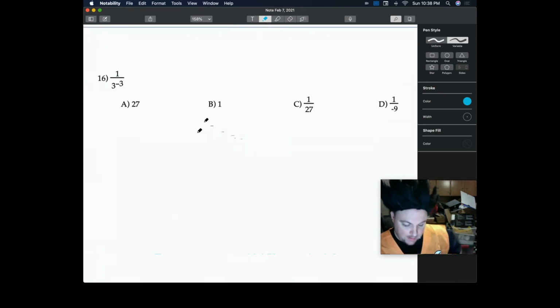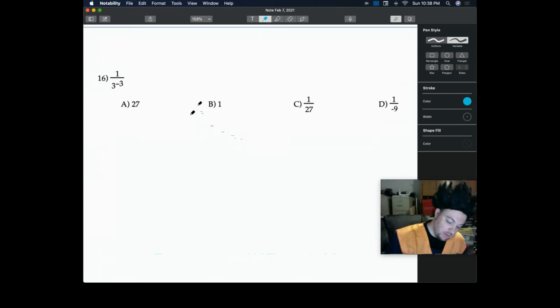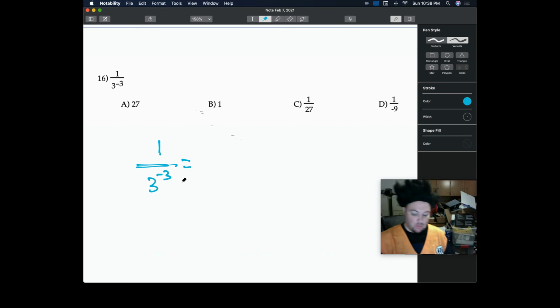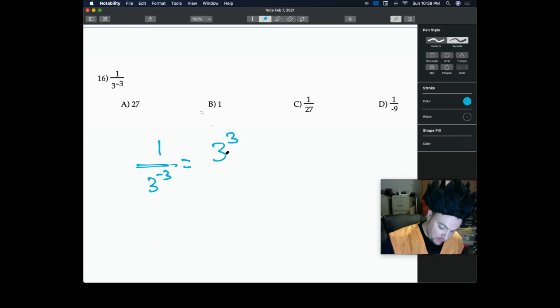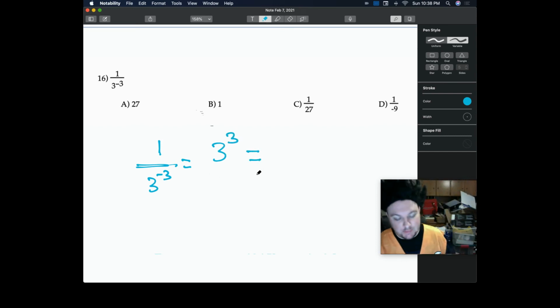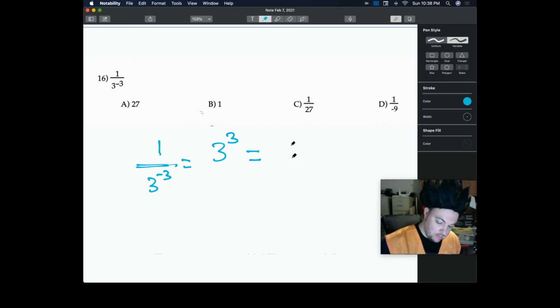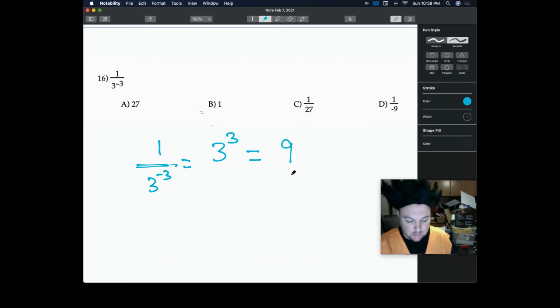All right. This gets interesting. So what are we going to do here? Well, let me rewrite it first. We have 1 over 3 to the negative 3. So you just have to remember, again, it's negative, so you're unhappy on the first floor. So what do you have to do? You have to go to the second floor, and then we just have to solve 3 to the third. So what's 3 to the third? 9. And there's our answer.